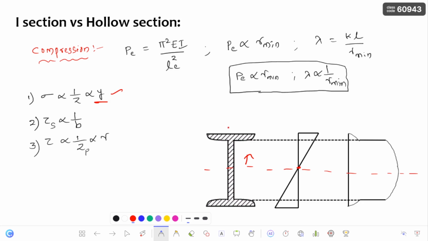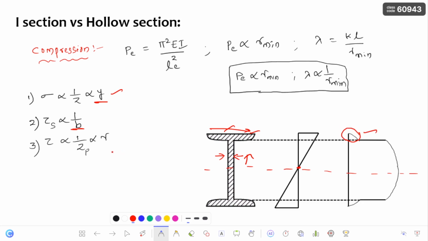Most of the major bending is going to be taken by the flanges. Coming to the shear, it is inversely proportional to the width of the section. Here, if you consider this I section, the width of the section is very small in the web portion. So the shear stress is going to be concentrated across the depth of the web portion. Next, the flange portion has the maximum width, so the shear stress there is going to be very, very low.